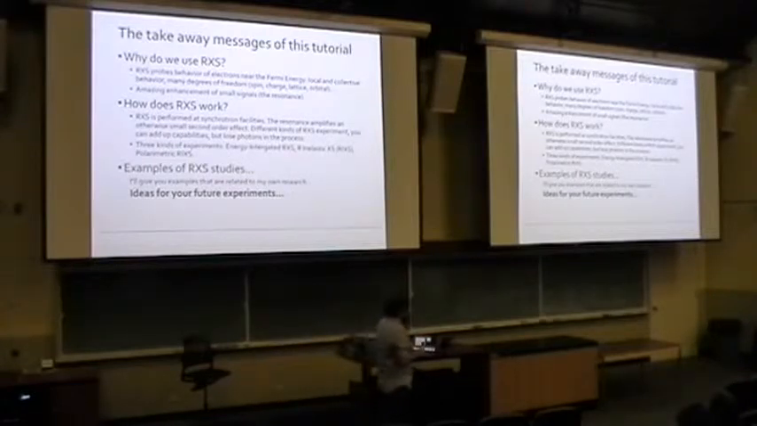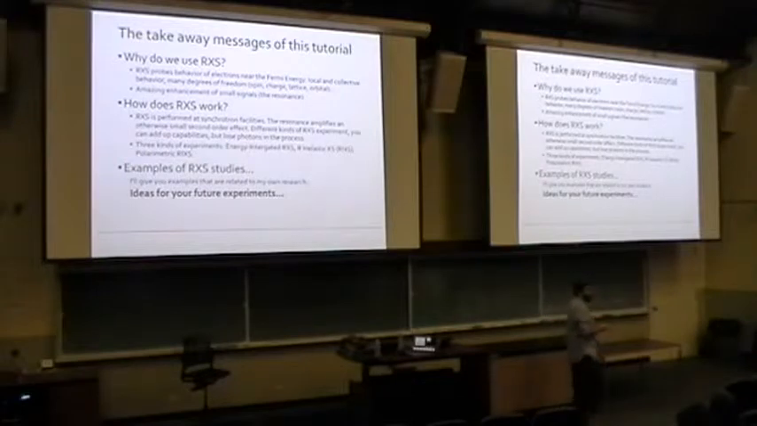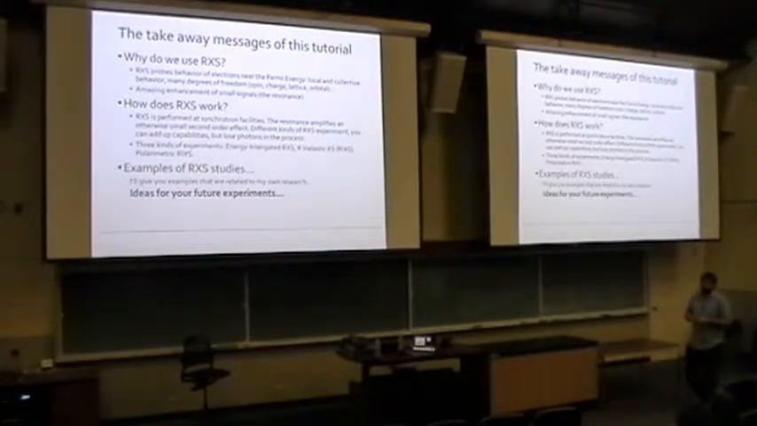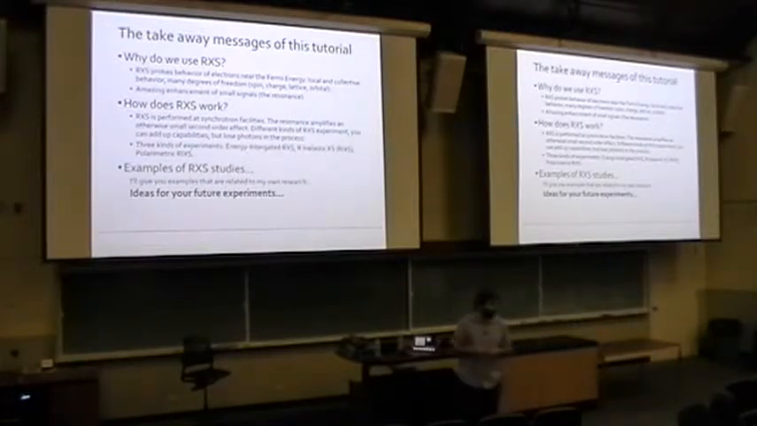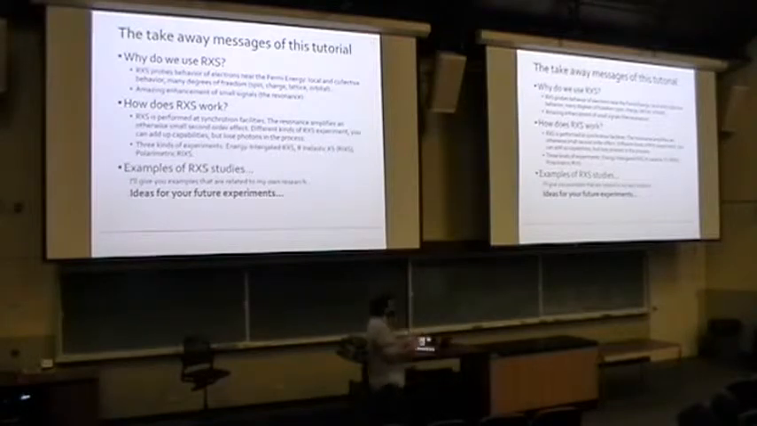Basic things about how resonant X-ray scattering works: experiments are performed at synchrotron facilities. In order to tune to these specific photon energy resonances, you need to have a tunable source of photons. This technique is also incredibly photon hungry, so you need really brilliant light sources, and so you really have to use synchrotron facilities.